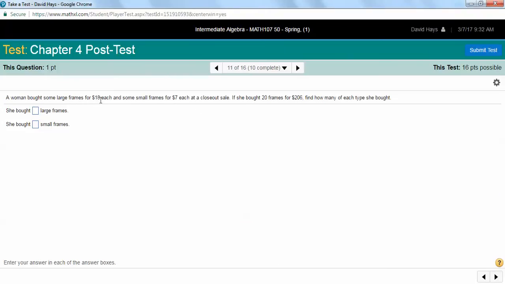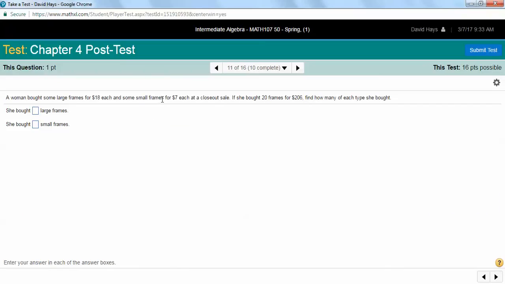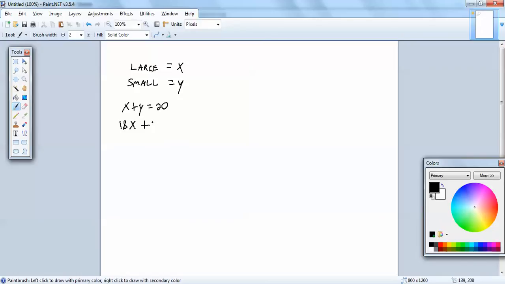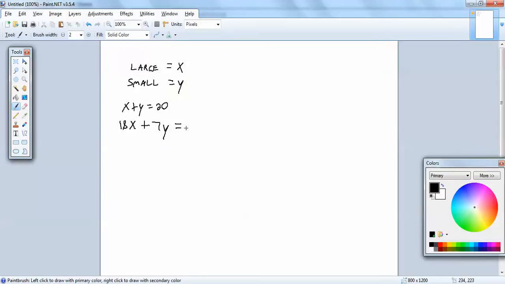Now, large frames cost $18, so if I take 18 times the number of large frames, and small frames are $7, so I take $7 times the number of small frames, that should give us a grand total of 206.